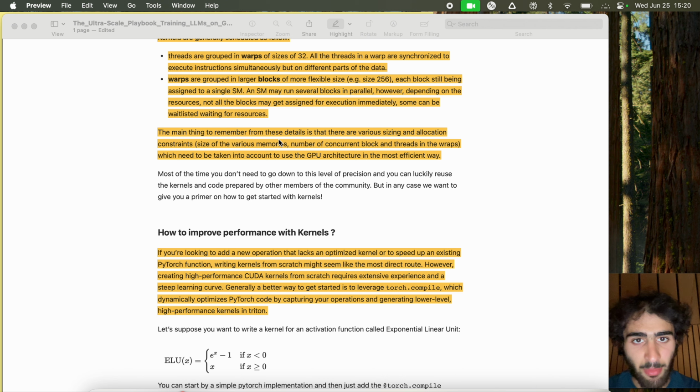For example, the size of memories, number of current blocks, and threads in the warps, and that's spelled incorrectly, warps, which need to be taken into account to use the GPU architecture in the most efficient way.